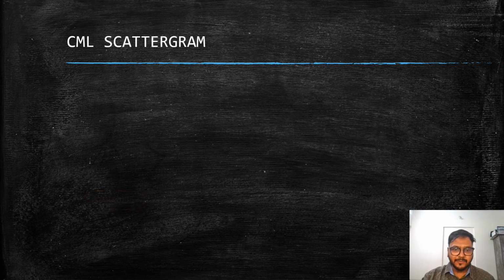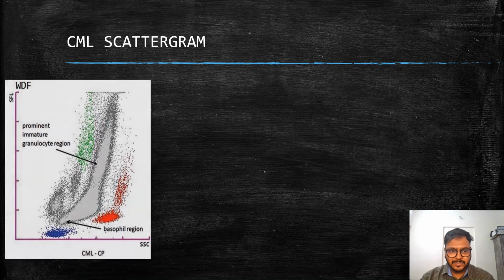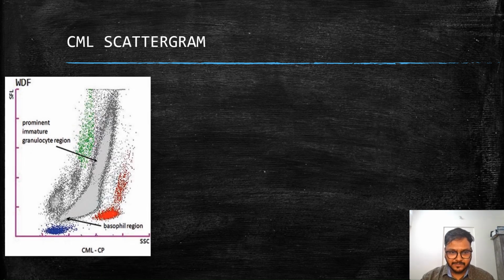Now, scattergram of CML. Before proceeding to the scattergram, if you have read the latest WHO, it has divided CML only into two phases, whereas the previous WHO had divided CML into three phases. The previous three phases were blast phase, accelerated phase, and chronic phase, whereas the latest WHO has divided CML only into two phases, that is chronic phase and blast phase. So I'll show you the scattergram in which how CML proceeds from chronic phase to blast phase. So this is a scattergram showing CML chronic phase.